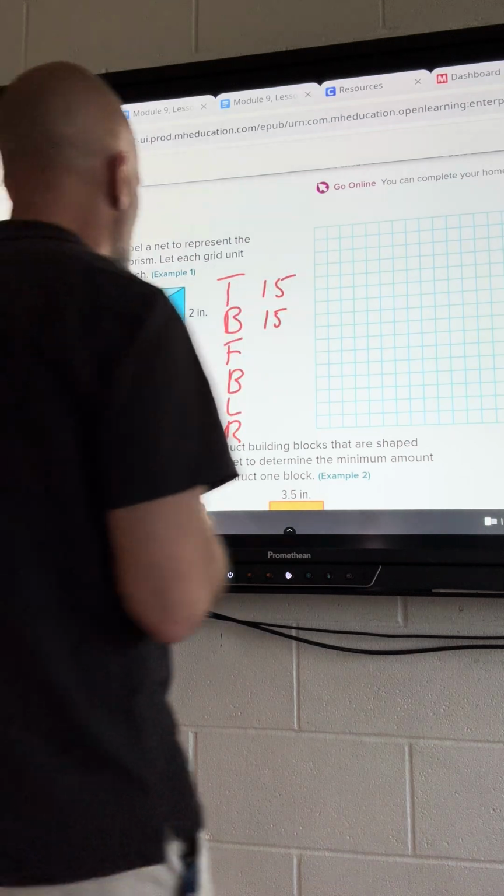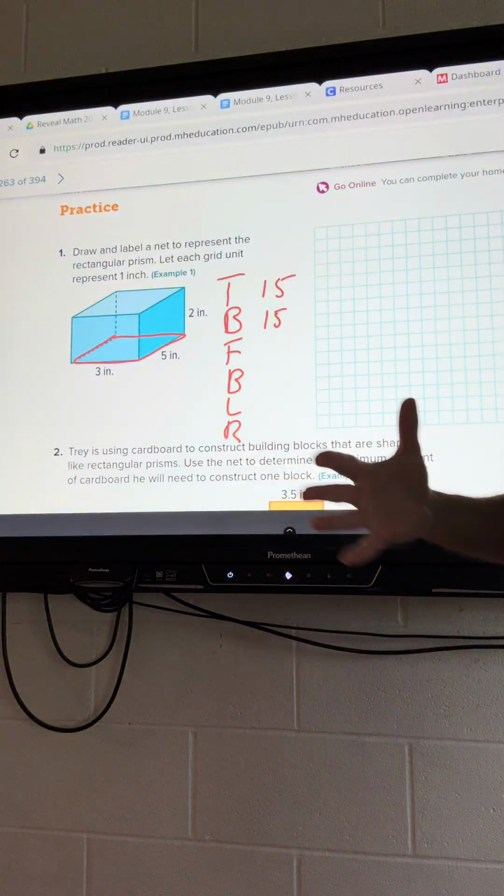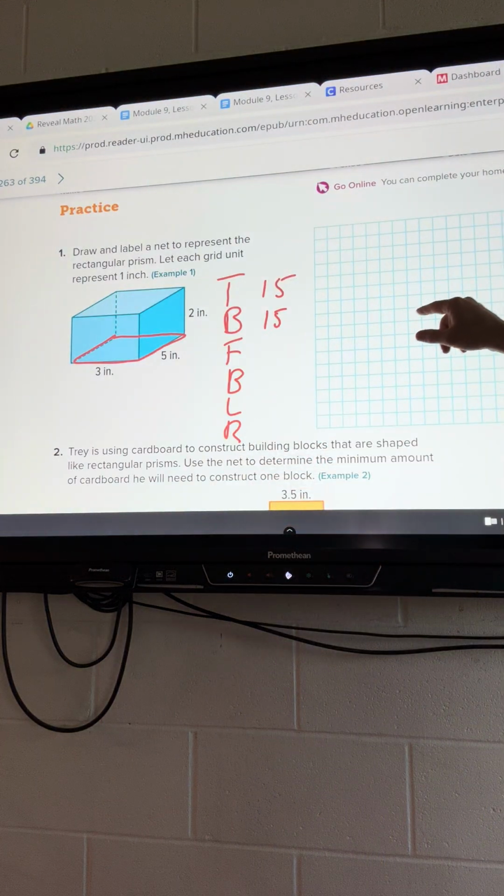Okay. So what I would like to do here is make my top and bottom. I'm going to base my entire drawing on that. So my bottom, if I know that's 3 by 5, the 5 is going to be this, and the 3 is going to be this. Okay. I'm going to use that. This is going to be my bottom.